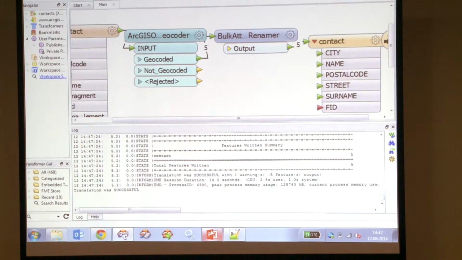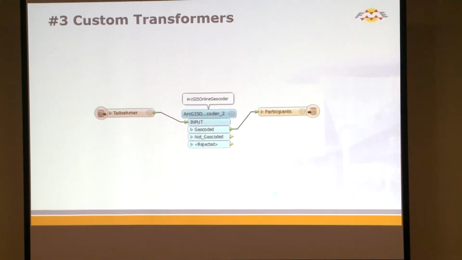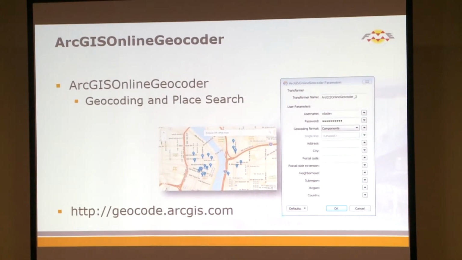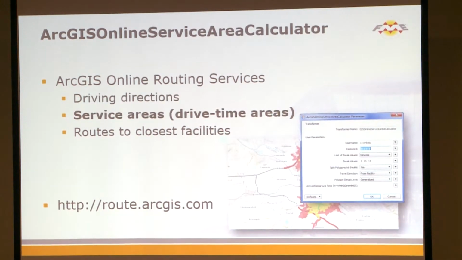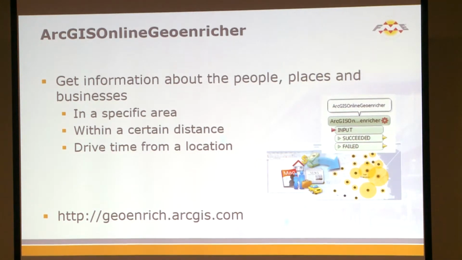Okay, back to slides, and just going to talk a bit about the custom transformers. You already saw the ArcGIS Online Geocoder for doing geocoding and place search. And there is also the ArcGIS Online Router for calculating driving directions. And there's the ArcGIS Online ServiceAreaCalculator. There's another one, transformer number 4. It's the ArcGIS Online Geoenricher that uses the GeoEnrich ArcGIS.com service.